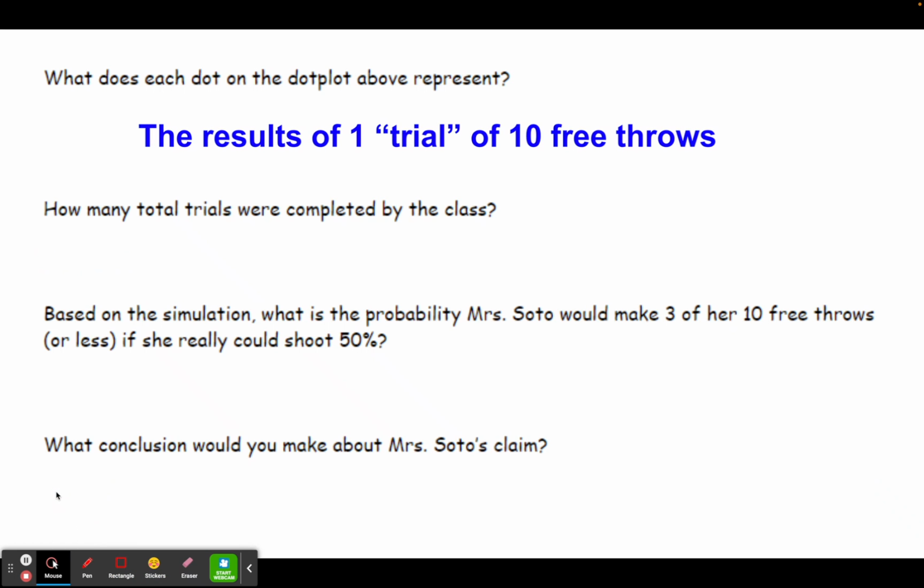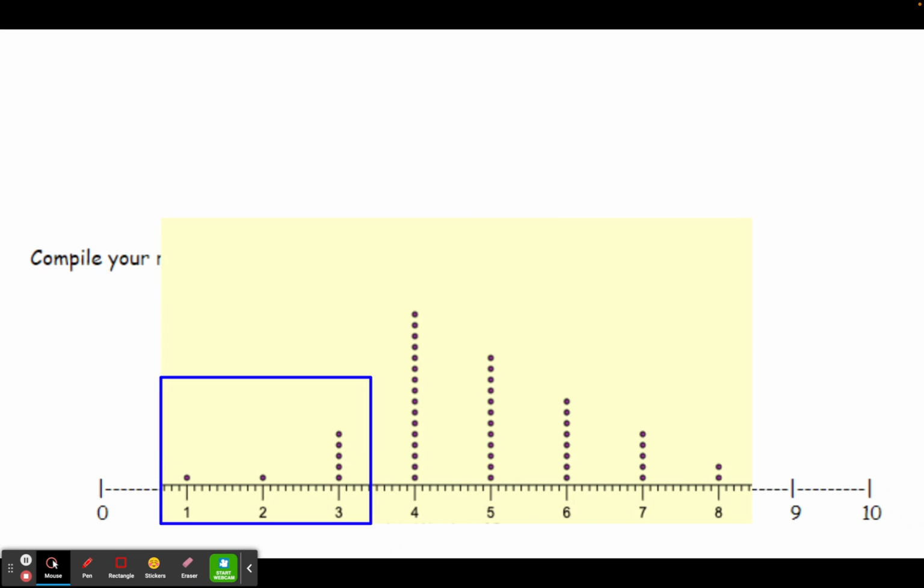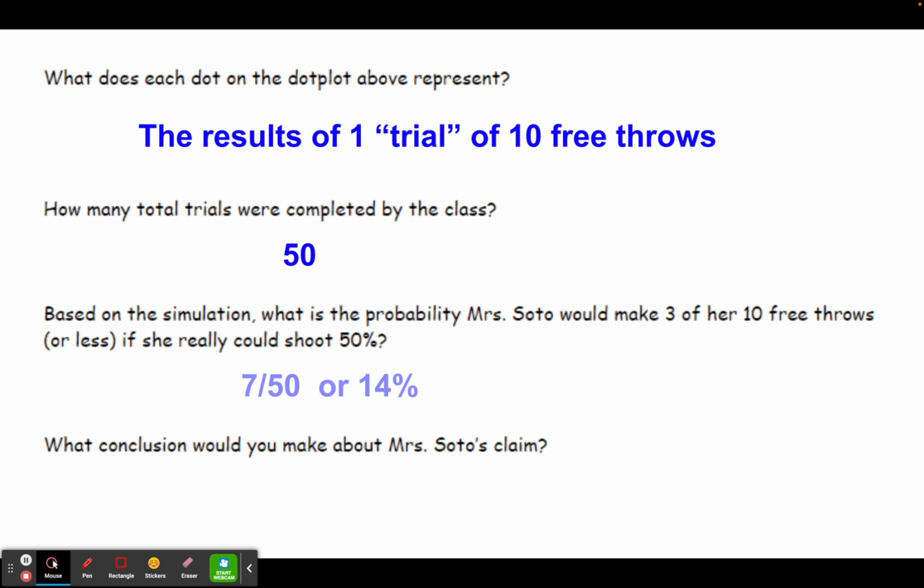So each dot on the dot plot represents one trial of 10 free throws. And we had 50 total trials completed by the class. Now, based on our simulation, we want to know what is the probability that she would make 3 of her 10 free throws or less if she really could shoot 50%. Again, if we go back there, we want to count up how many dots there were out of our 50 dots total. That will give us an idea of the likelihood of this happening. And if I count up those dots, there are 7 in that range. So 7 out of 50 is 14%.